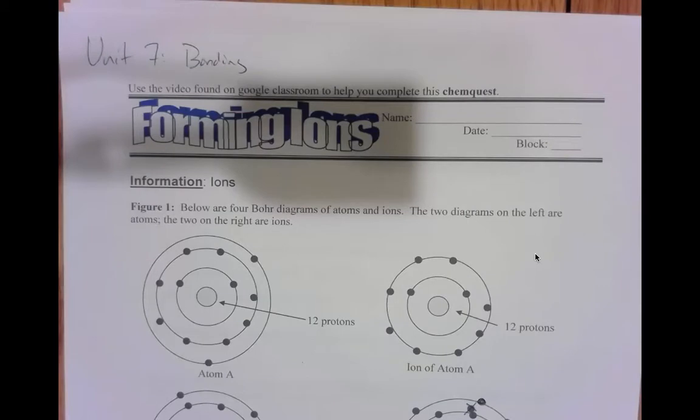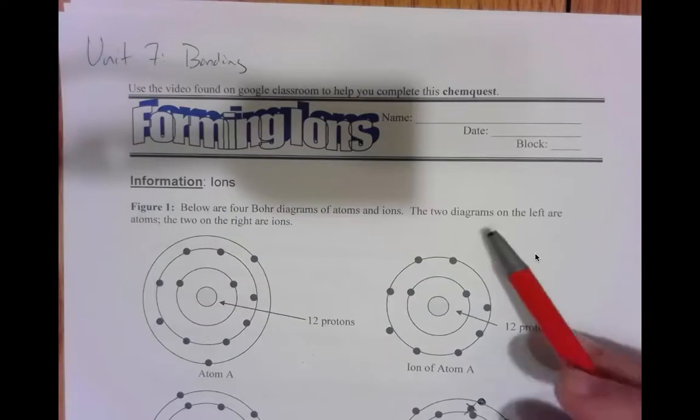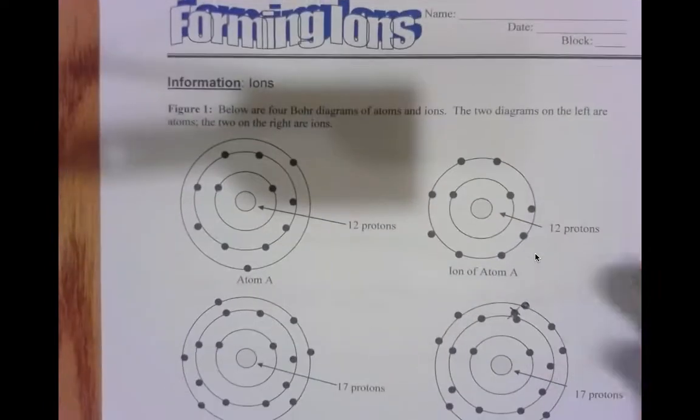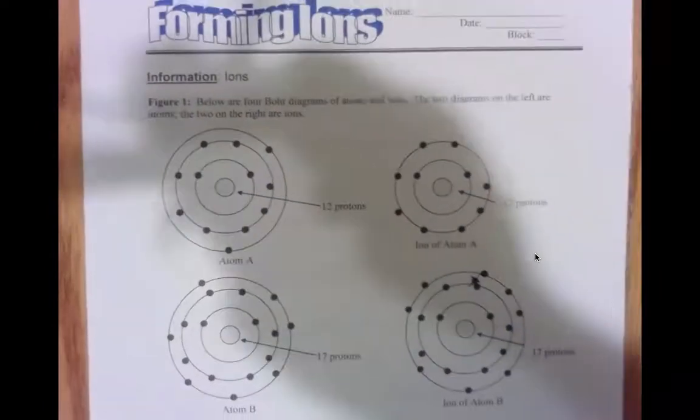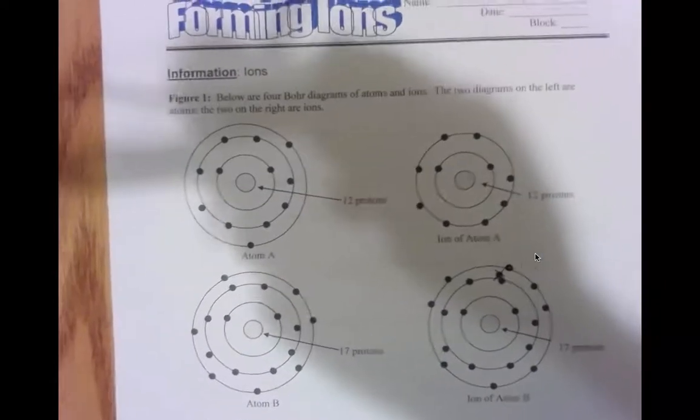Today we are taking a look at forming ions. It is the first Chemquest found in our Unit 7 bonding units. So to start, we have some information on ions. We have a few Bohr diagrams that we're going to look at as I adjust my camera.